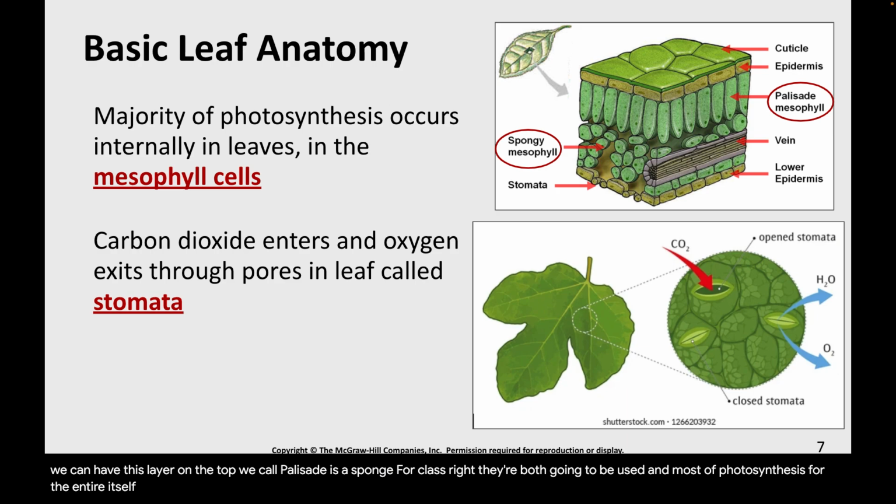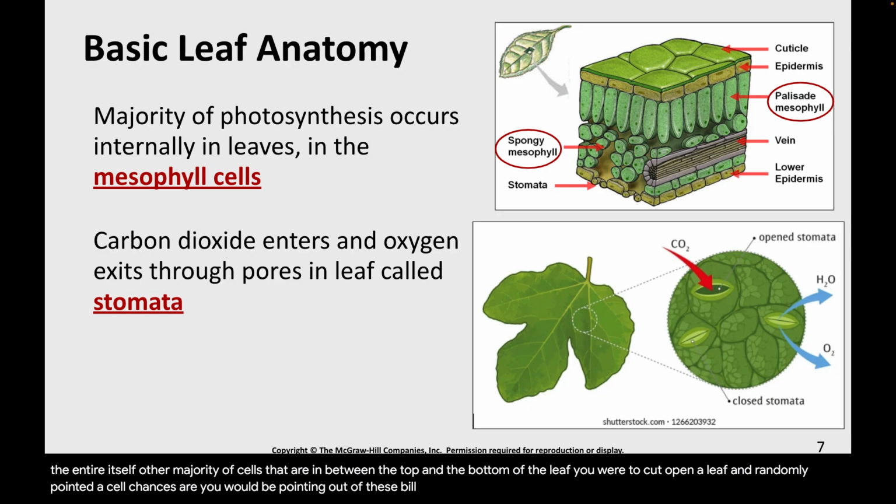So mesophyll cells are the majority of cells that are in between the top and the bottom of the leaf. If you were to cut open a leaf and randomly point at a cell, chances are you would be pointing at a mesophyll cell. They're that abundant.